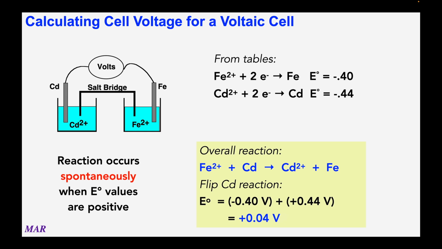That means cadmium is a reactant and cadmium 2 plus will be a product. Likewise, iron 2 plus will be a reactant and iron will be a product. So this is the overall reaction that occurs spontaneously. That's the only combination of these two that gives a positive E cell value. And that's how you predict how things are going to work with these cell potentials.